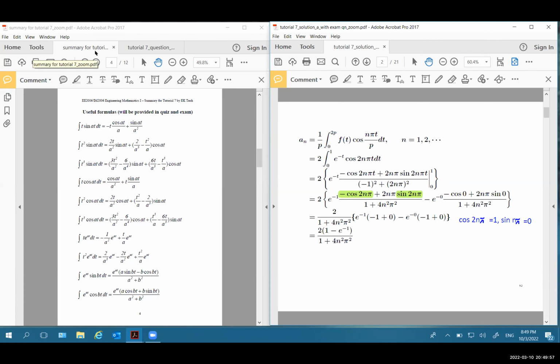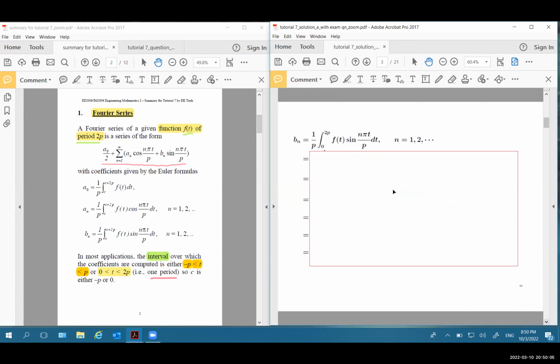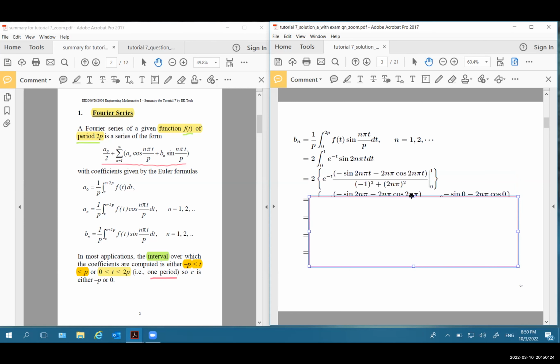Okay. Right. So the next one, we want to find Bn. See our Bn formula here. This is our Bn. Of course, we put in our f(t) and get something like this. And how do we integrate this? Well, it's actually integration by parts. This formula is also inside our lecture notes, so just go and apply it.